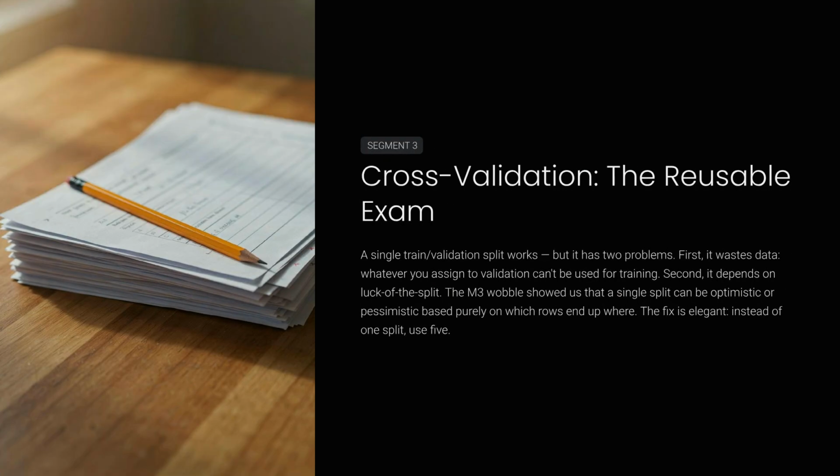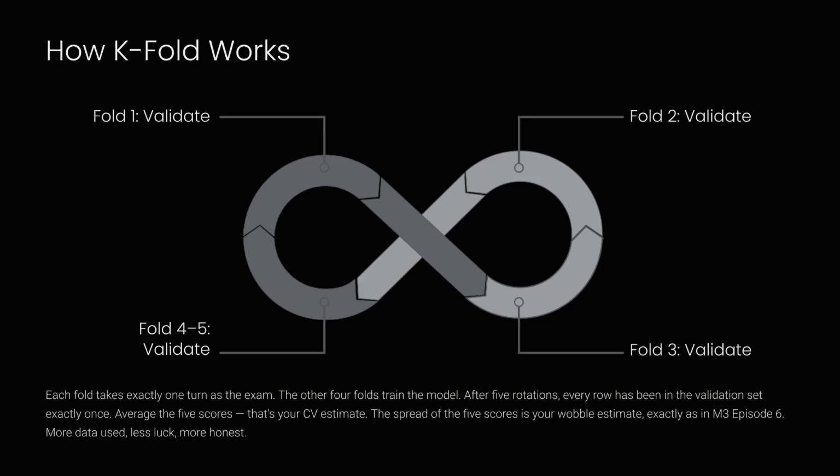Cross-validation is our solution for a reusable exam. By splitting data into multiple folds, we avoid the trap of a single luck-dependent split and make the most of the data we have. In K-fold, each fold takes a turn as the validation set. We average the scores from these rotations to get a robust estimate and check the variance, or wobble, between folds.